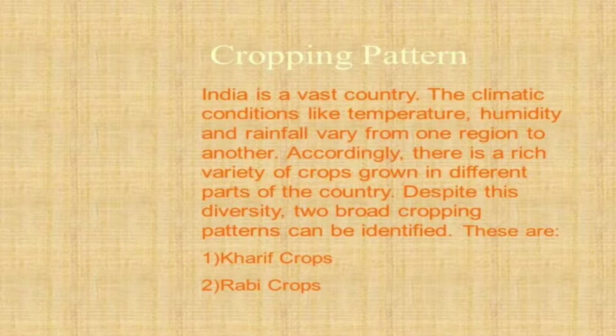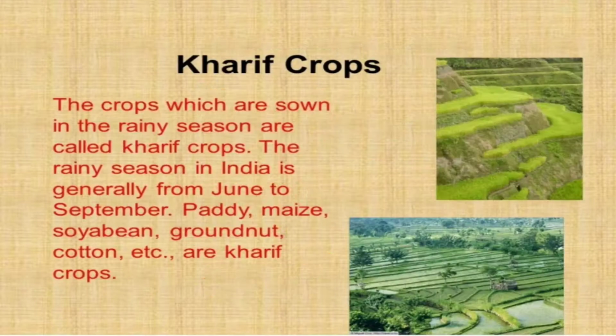Kharif crops are the crops which are sown in the rainy season. Why are Kharif crops grown in the rainy season? Because they need more rain, like paddy, that means rice. Rice needs more rain, so it is grown in the rainy season and is therefore called a Kharif crop. The crops which are sown in the rainy season are called Kharif crops. The rainy season in India is generally from June to September.